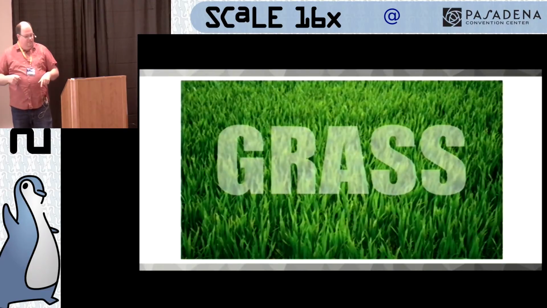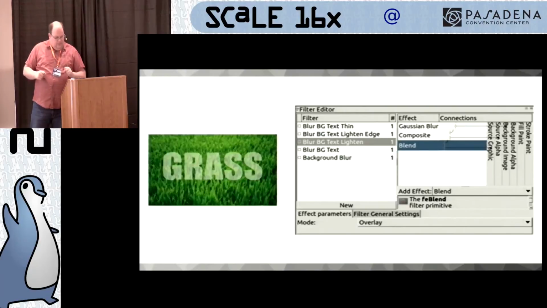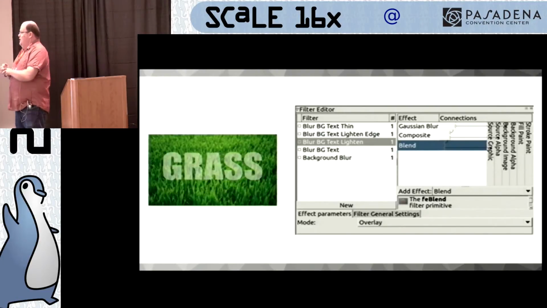We're getting there. Let's see what that looks like in the filter effects editor. We did a blend. So we had the Gaussian blur, we had the composite, and then we did a blend where we pull back in the source graphic. The source graphic was the white text, and we're blending it now with the original background we had, and that creates our grass text at the end.